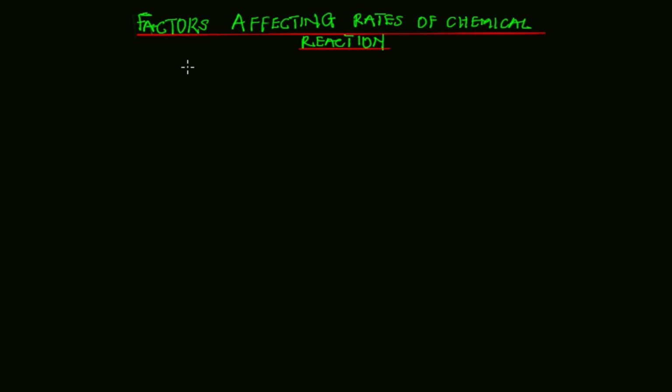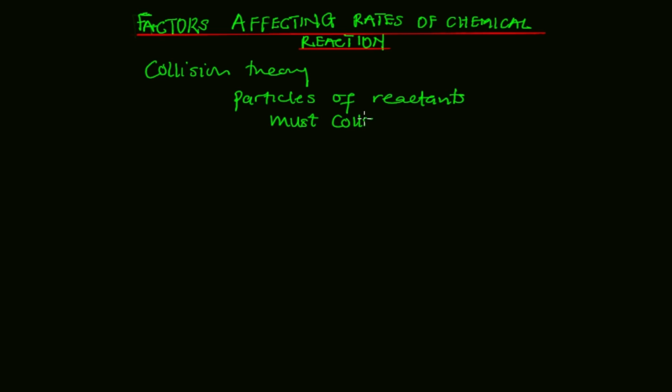And most importantly, all these factors, I'll be relating them to collision theory, right? Collision theory for better understanding of these factors. As far as collision theory is concerned, it simply states that particles of reactants must collide together for a chemical reaction to occur. That is what collision theory simply means.